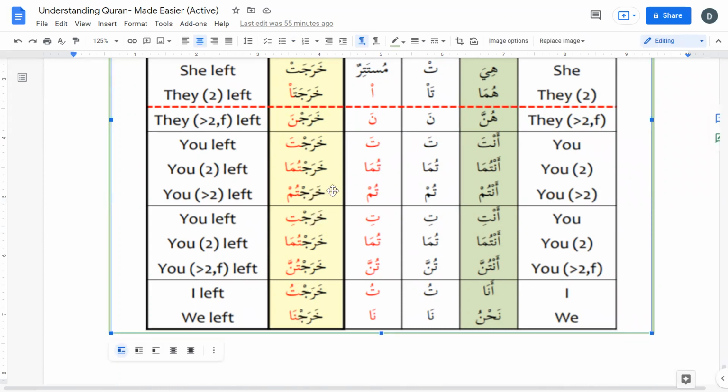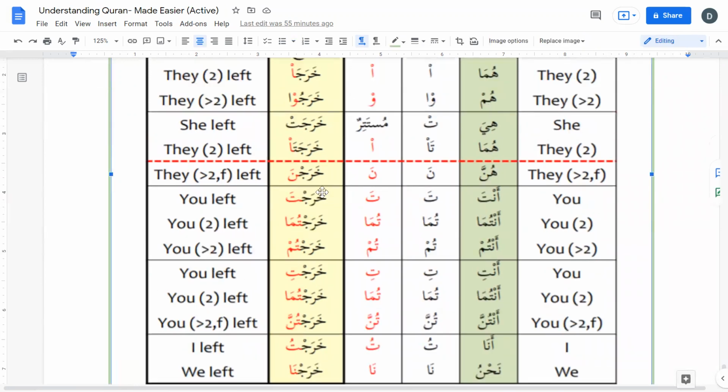If you just pay attention to the black portion, which is kharaja, huwa version. So in the huwa version, the lam kalma, which is the last kalma, is not sukoon, but after hunna there will always be a sukoon on the lam kalma. So kharajna is for they, three or more than three females, and then for anta version, anta kharajta.